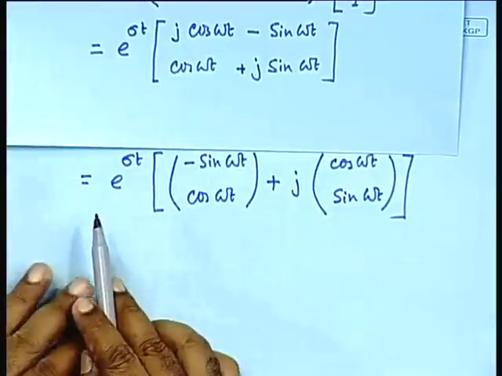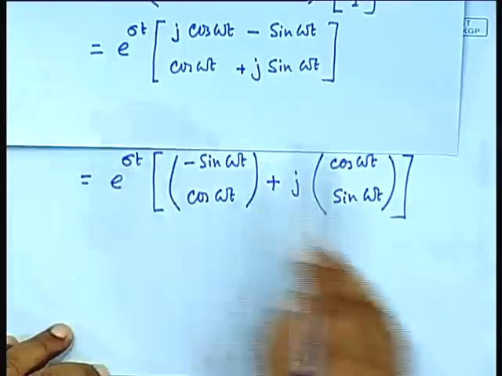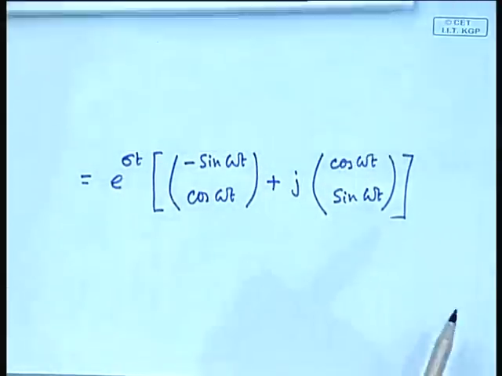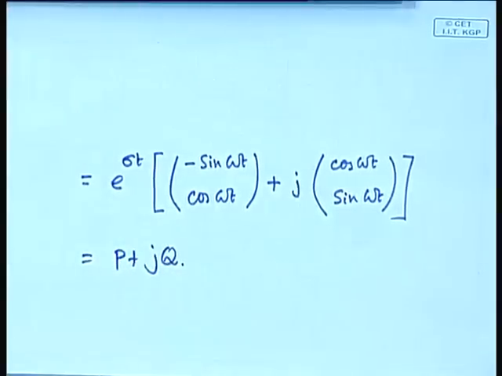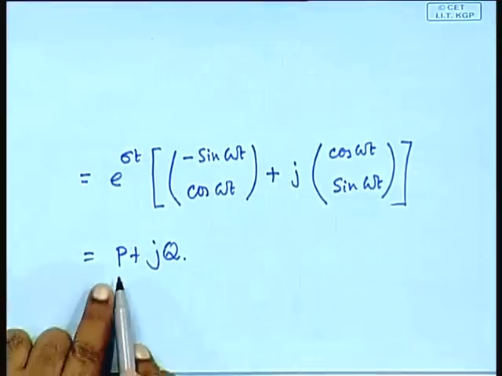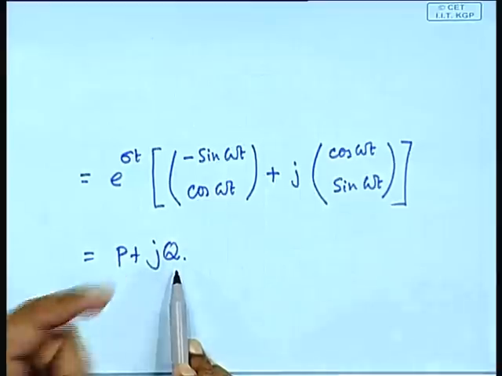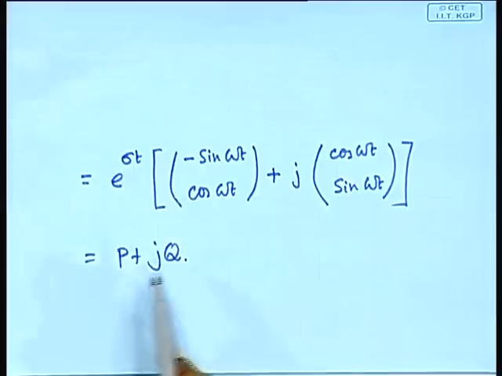Now, you see there are two components of it, one is this, the other is e to the power sigma t times this. So, it is actually p plus j q, and the argument that I gave in the last class was that this p and q must both be solutions, because this is nothing but a linear combination of the two components. Multiplying by j is also a linear combination, therefore, these two must independently be solutions and these two are all real. So, this must be a solution and that must be a solution.